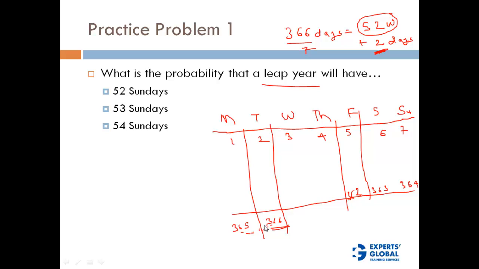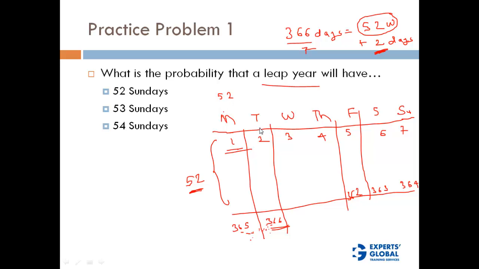Correct. In how many ways can this happen? See, it can happen when the year is starting. That means the 1st January of that year is starting. If it is starting on Monday, then we are going to have these 52 days. So we are going to have only 52 Sundays. So if it starts on Monday, we are going to have only 52 Sundays.